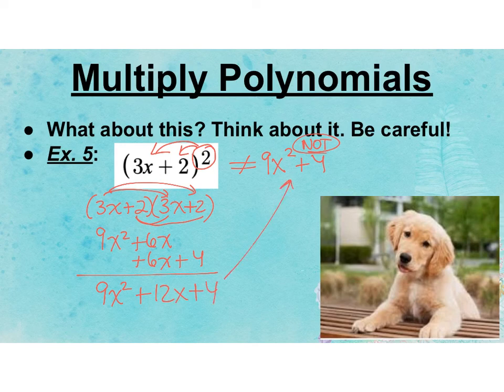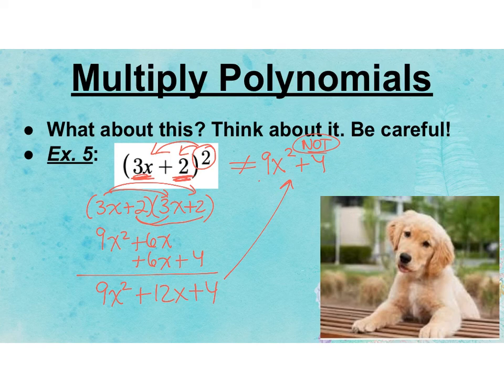When you compare it to that, you can see that 9x squared plus 4 was missing the 12x. So just by distributing that square in, which you can't do, you are dropping a term. So don't mix that up. There are two terms. This is a binomial. This is called squaring a binomial. And when you square a binomial, you need to write your parentheses out.